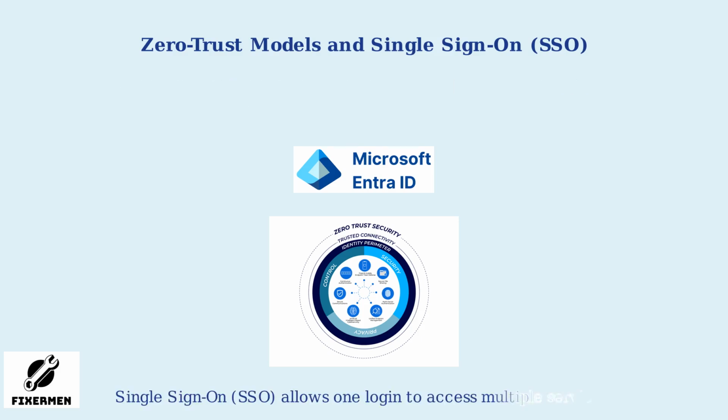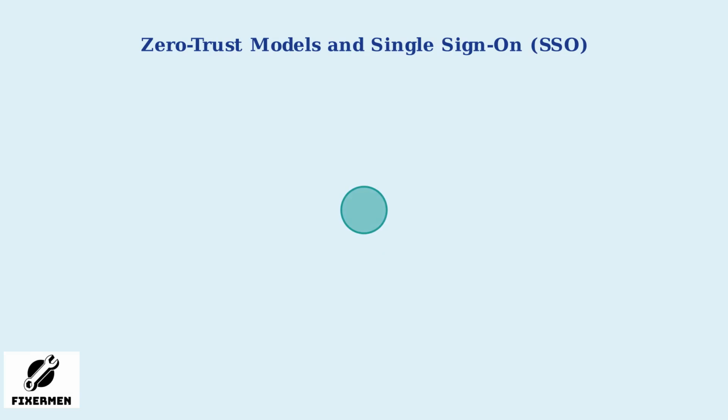Single sign-on, or SSO, complements this by allowing users to authenticate once and gain access to multiple connected services without additional logins. Together, Zero Trust models and SSO integrations minimize password prompts while significantly improving both security and user experience.